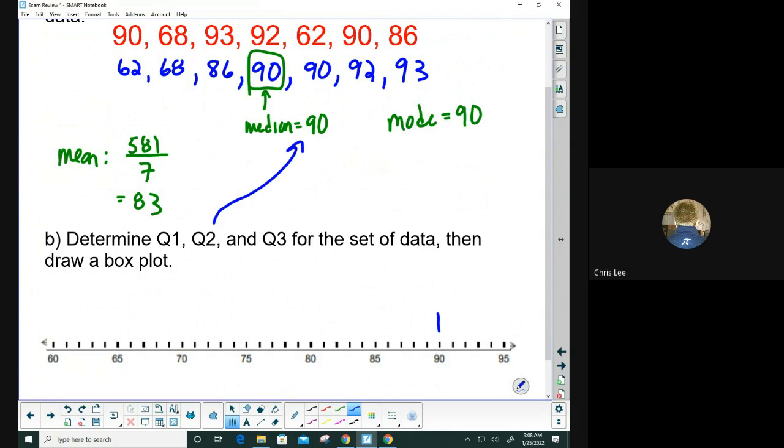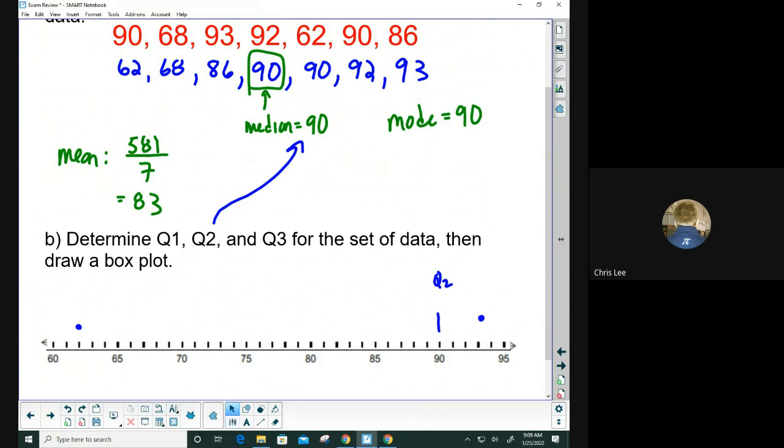Actually, even before you get to the Qs, you could do your min and your max. So your minimum here is 62. So you put a dot at 62. And your max is 93. So you put a dot at 93. This is Q2. That's going to be in the middle, well, somewhere in the box. But now I need either end of the box. So I need Q1 and Q3.